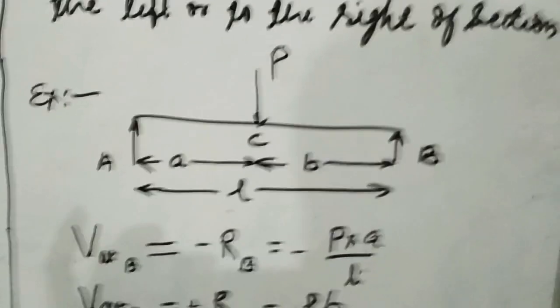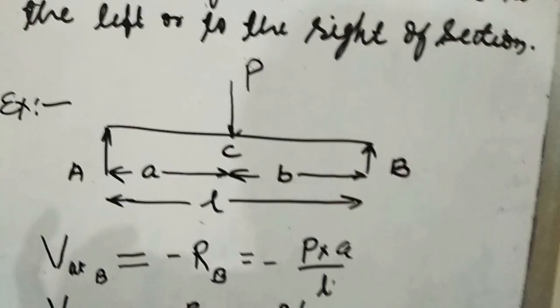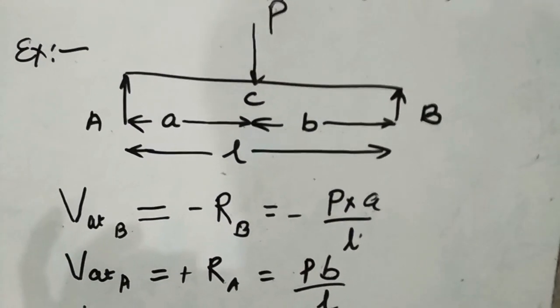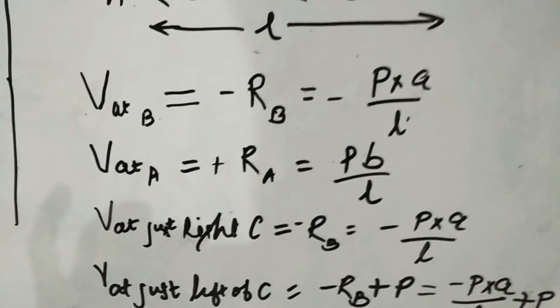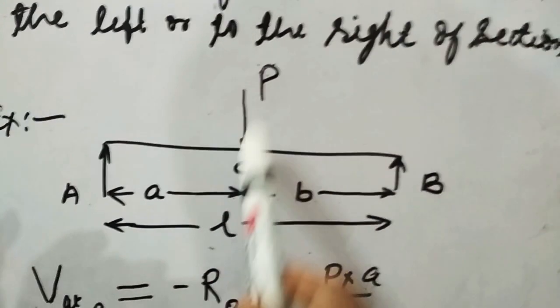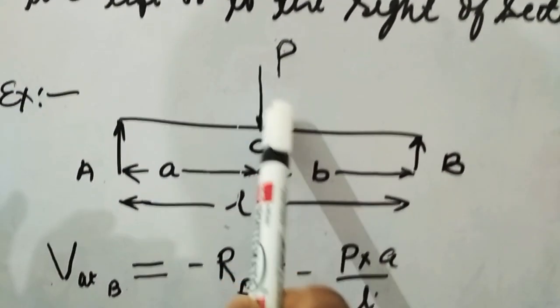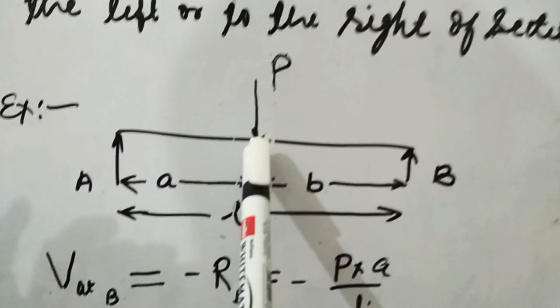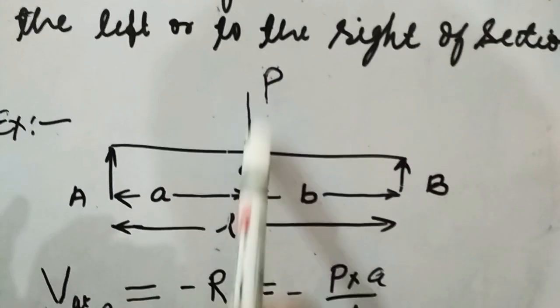Now the most important point is the value of shear force at point C. To find out the value of shear force at point C, we need to find out the value of shear force just right of C and the value of shear force just left of C. For that purpose we need to draw a section line just before the point C and just after the point C. If we consider a section line just before, that is just before means we are considering the distance or section from B.